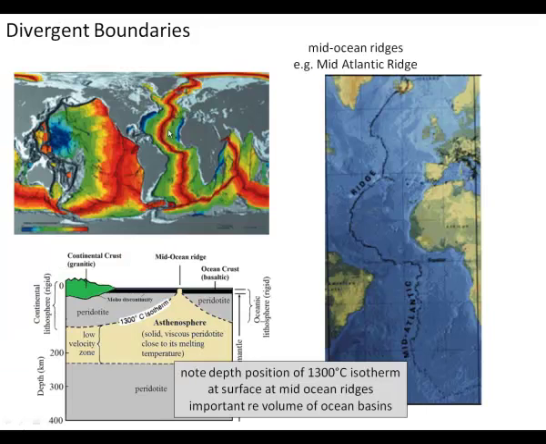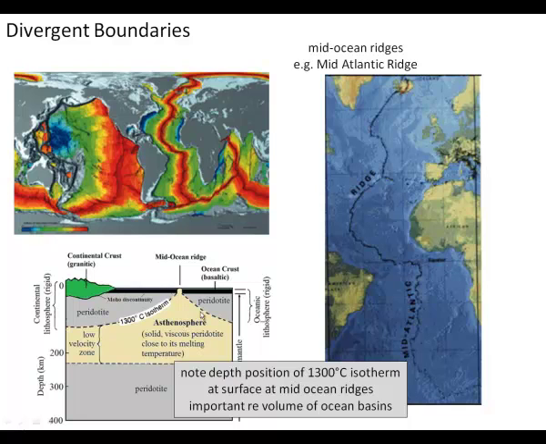Here, of course, is an image of the mid-Atlantic ridge, a classic example of a divergent plate tectonic boundary where new oceanic crust is being created. And just to reinforce the point that I mentioned earlier, look at the trajectory of the 1300 centigrade isotherm, the line of equal temperature here. It's effectively at the surface at the mid-ocean ridges.